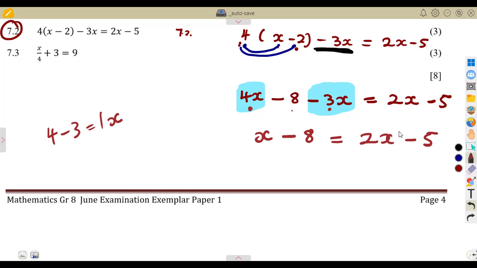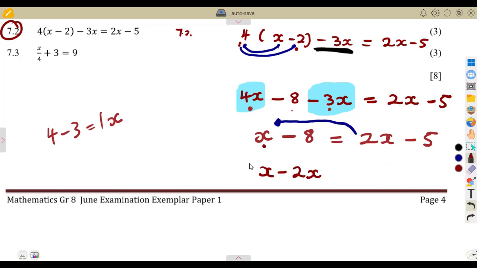So there is x here. There is x here. So what am I going to do? I can take this x to the left-hand side. But the moment it jumps the equal sign, it crosses the equal sign, it must change its sign. So it was a positive. This side, it is going to be a minus 2x.